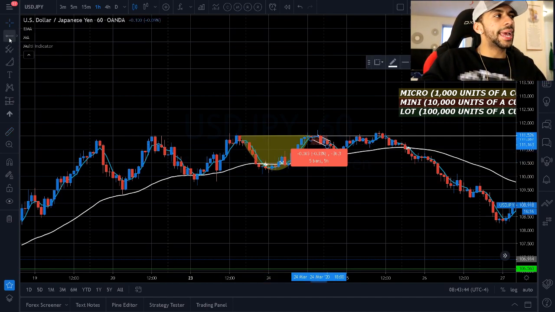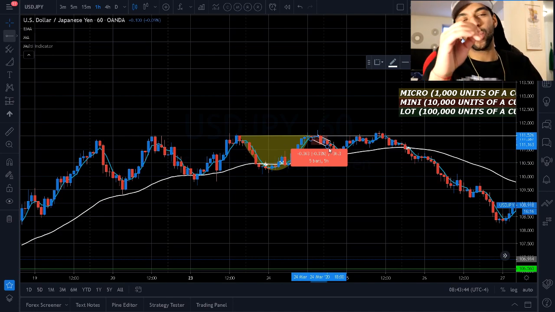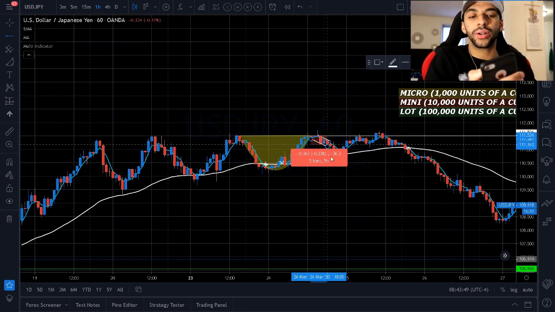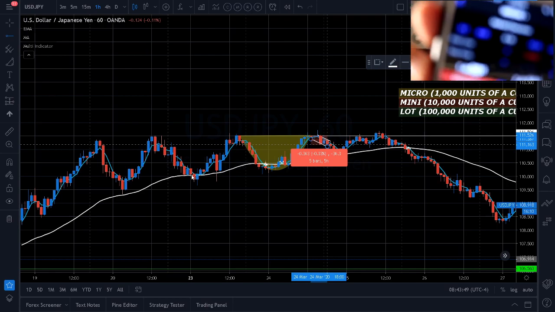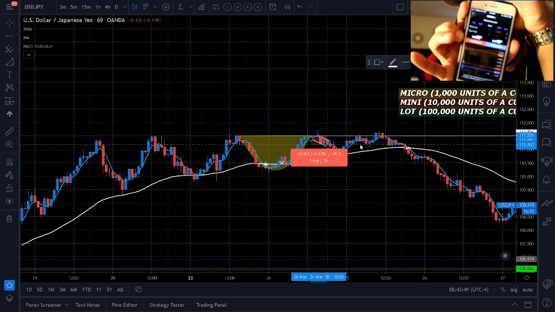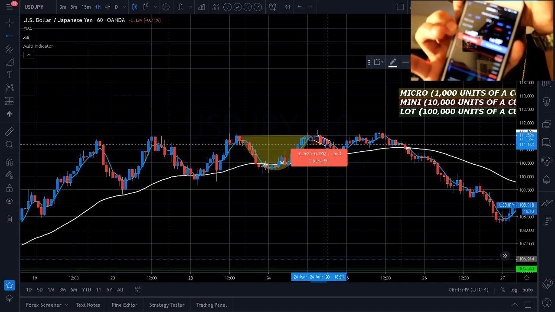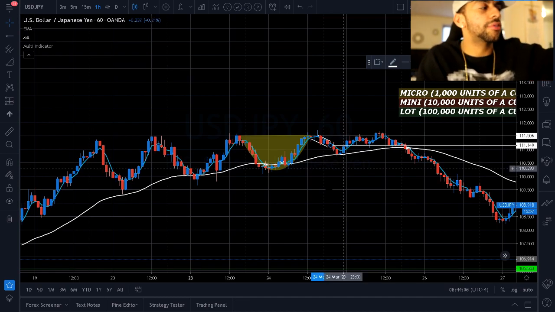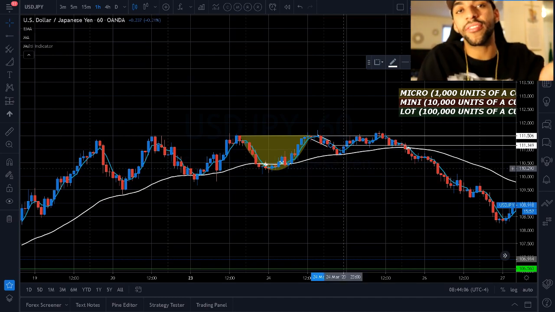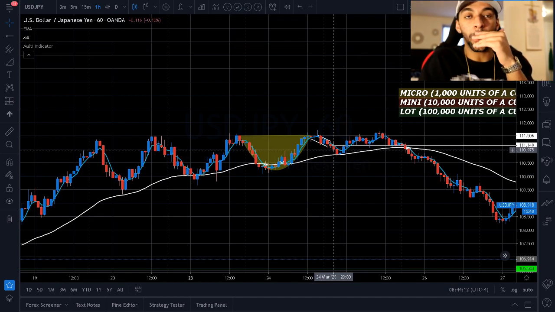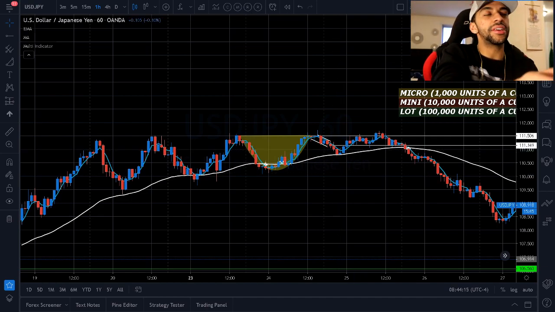So if I would have traded a mini position, a 0.10 on this trade, if I would have placed it right here on my MetaTrader 4, let's just go ahead and do it. Hopefully y'all can see it right there. The autofocus isn't the best, but that would be equivalent, on 35 pips, to $35, because it's $1 per pip. Now, finally, is the full lot.